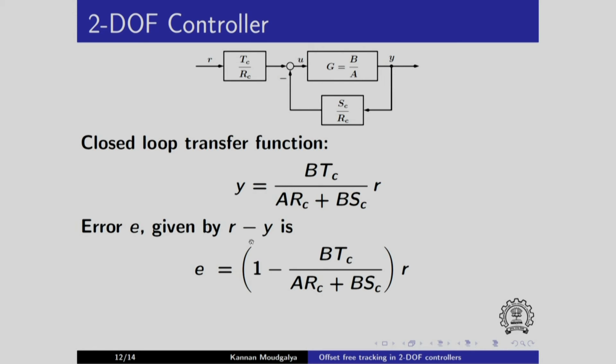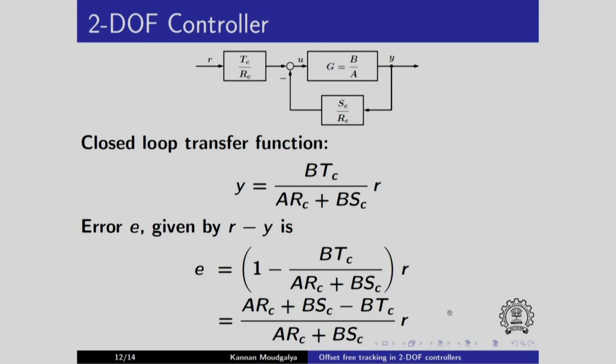So R minus Y can be factored like this, R is a common factor in both of them. I have substituted for Y from here, I simplify it, I get this: ARC plus BSC come here minus BTC divided by this denominator term. We have used mixed notation that I used previously, where I have used small e and small r.